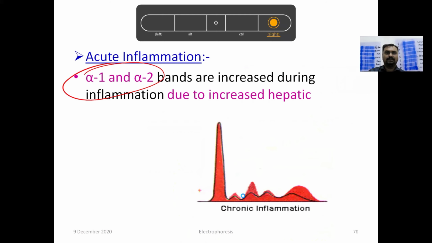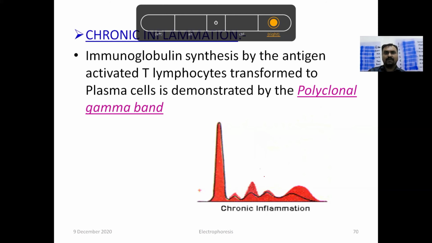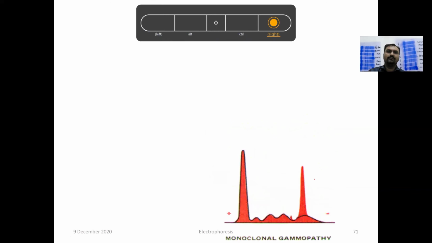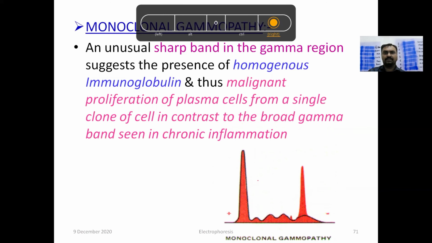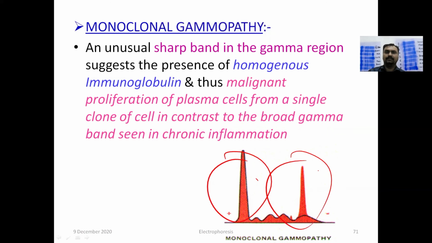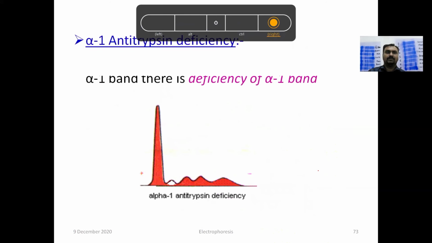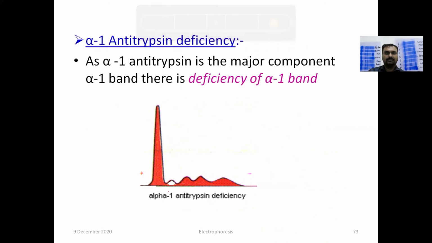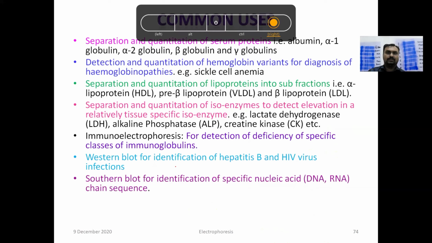Okay, then this is the normal pattern. Then in chronic inflammation, the gamma globulin will be increased. And in monoclonal gammopathy, just like albumin, there is a peak band in the gamma region. In alpha-1 antitrypsin deficiency, the alpha-1 band is decreased. So this is all about the different applications of electrophoresis.